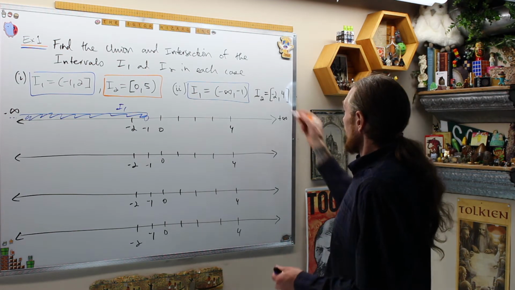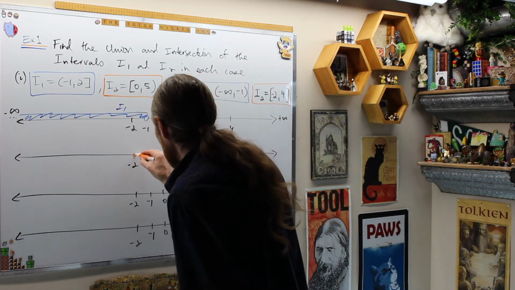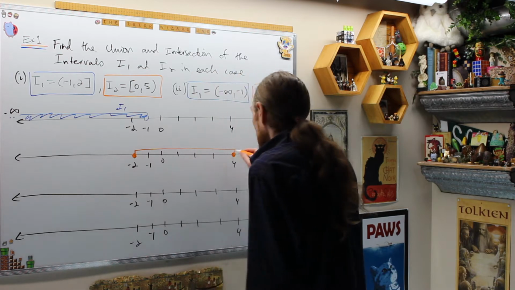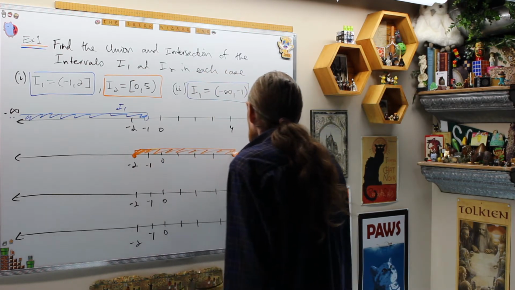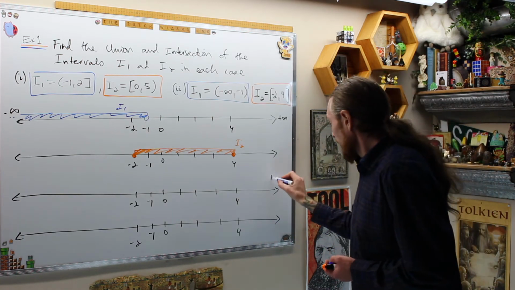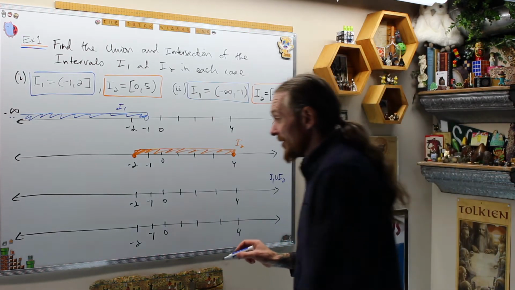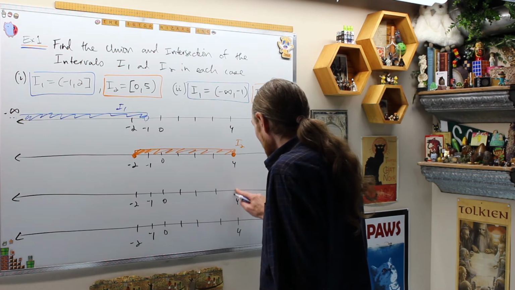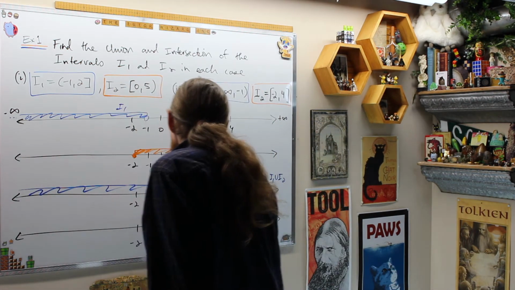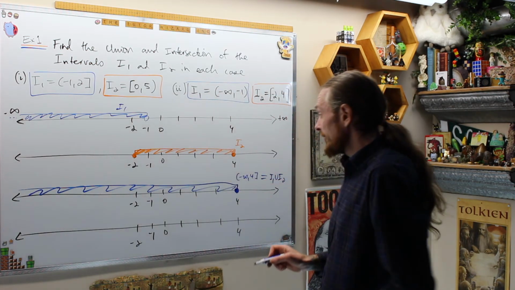For I2, this is I2, -2, 4. Both of them are closed brackets, so we're allowed to equal both of those values. So we have -2 and we have 4, and that is everything in between -2 and 4, so a closed interval. This is I2. For their union, I1 union I2, what is that? It's anything in either of them, so it can be anything from -infinity to 4. All of these points, and so that is going to be -infinity, 4 square bracket.